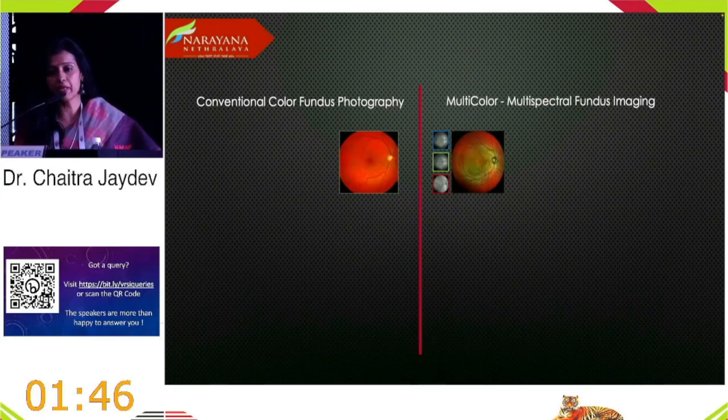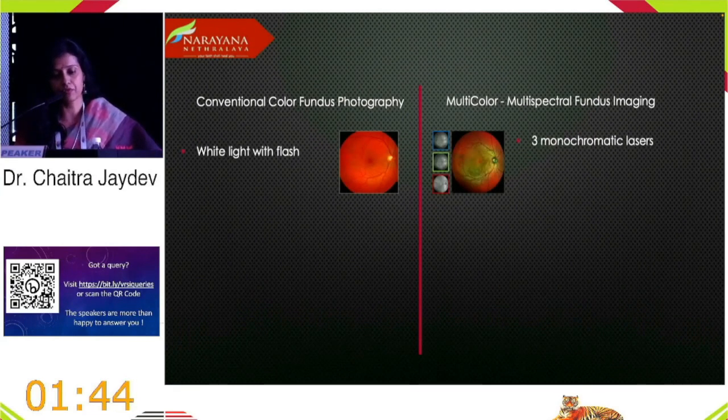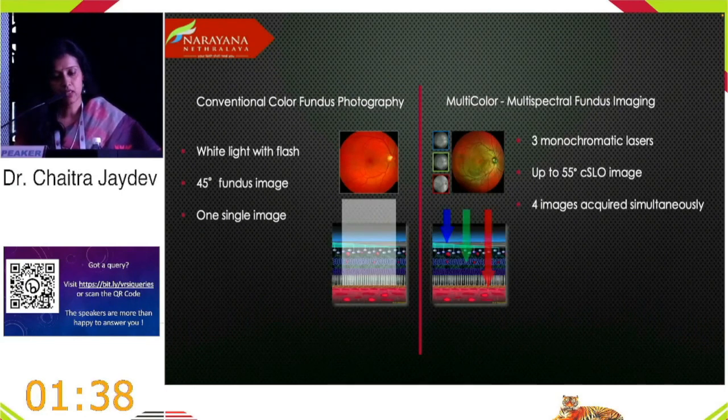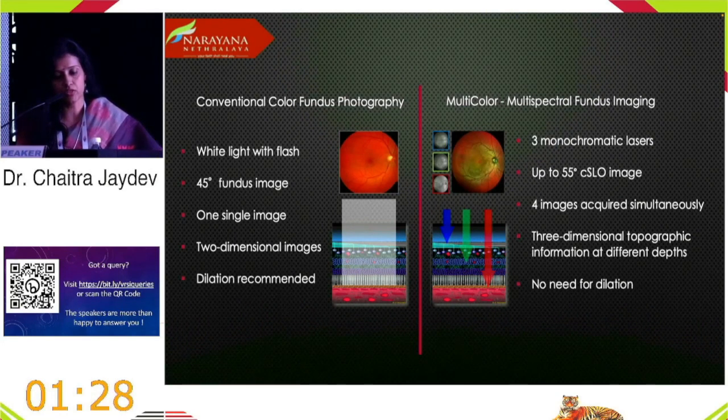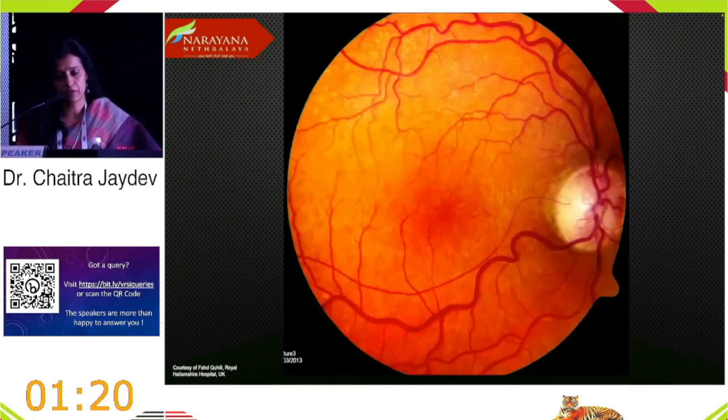So to quickly compare conventional color fundus photography, which is white light with flash, here it's three monochromatic lasers. That's 45 degrees, here you can go up to 55. In one single image here, four images are taken simultaneously. These are two-dimensional on color fundus, whereas here we get almost 3D topographical information. Dilatation is recommended there, whereas with multicolor you can image many patients without dilatation, and even with poor media you are able to get a good amount of information.